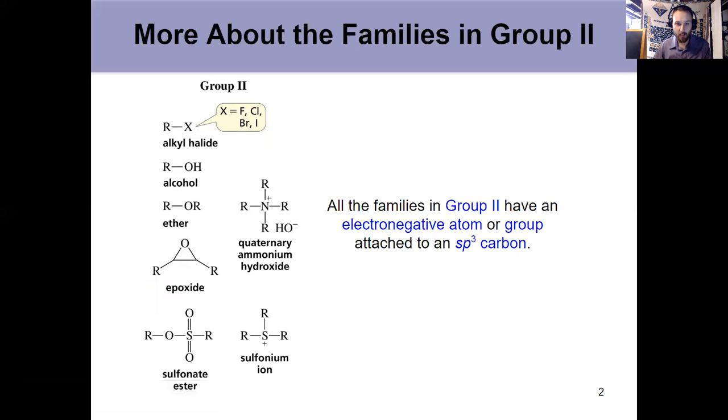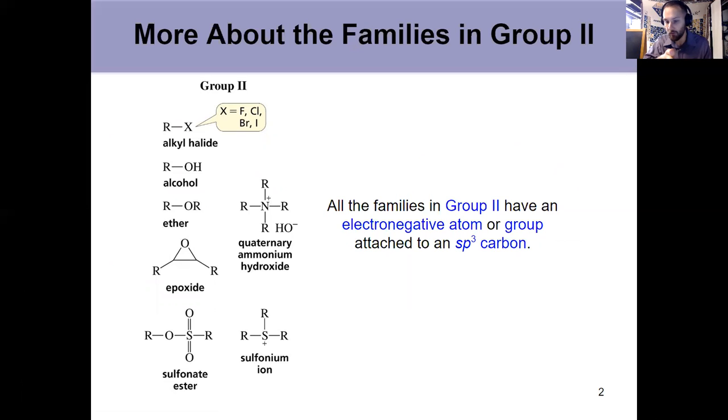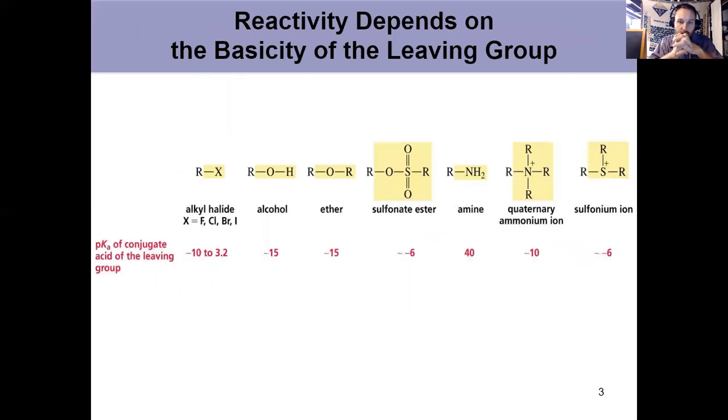sp3 hybridized carbons attached to some sort of electronegative group. Previously in chapter 9, it was alkyl halides, right? But we have all these other groups below there that are electron withdrawing as well: electronegative oxygens or nitrogens or sulfurs. And the reactivity of these things depends on the specific group that's attached, as we will see in this video and for the rest of the chapter. So the first thing we're going to cover is alcohols.